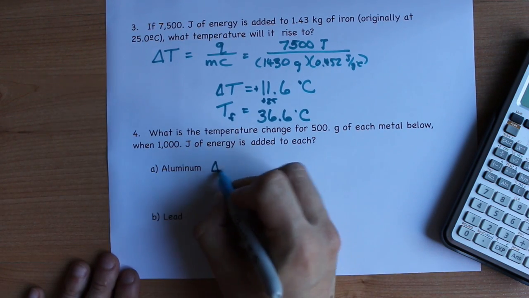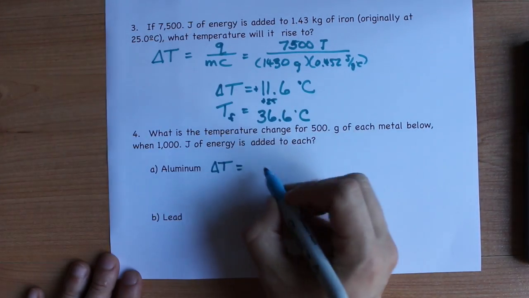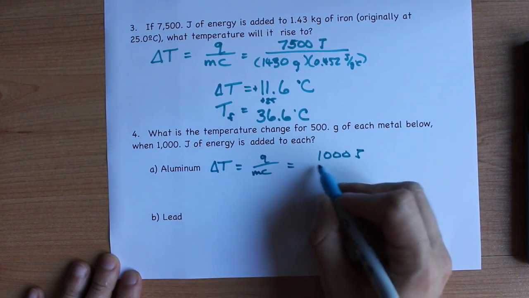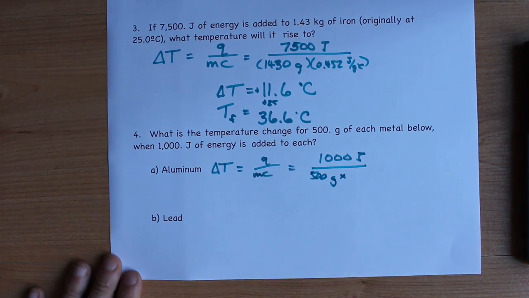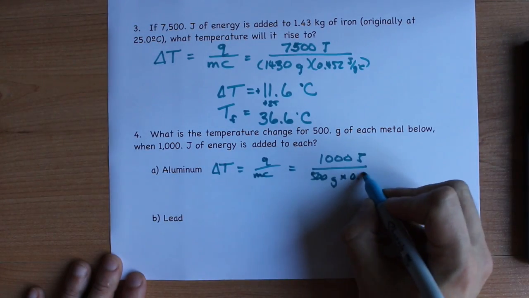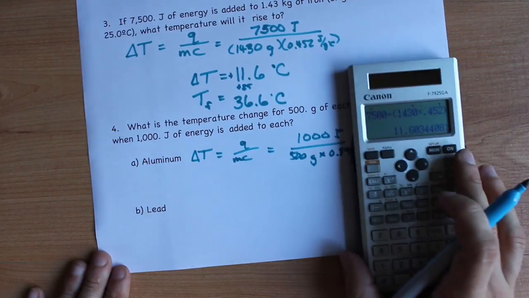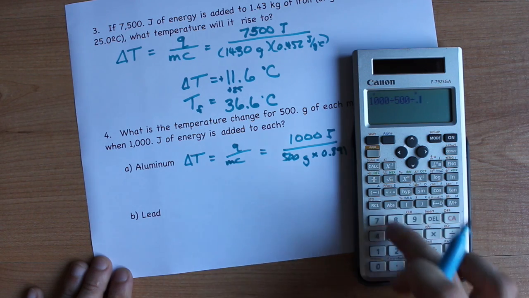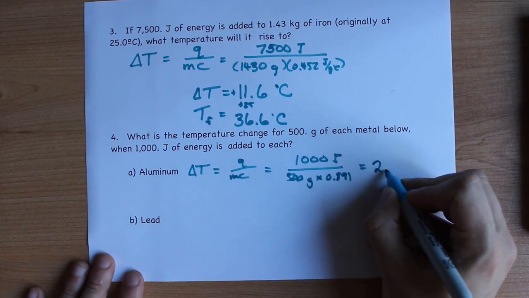Question 4 here is asking us to calculate delta T twice again as well. Delta T is Q over MC. We'll do these quickly. It's 1,000 joules divided by 500 grams times the specific heat capacity of aluminum, which is 0.891. I'll get lazy with units here. I know my delta T is going to be in degrees Celsius. That's 1,000 divided by 500 divided by 0.891. That gives me 2.24 degrees Celsius.